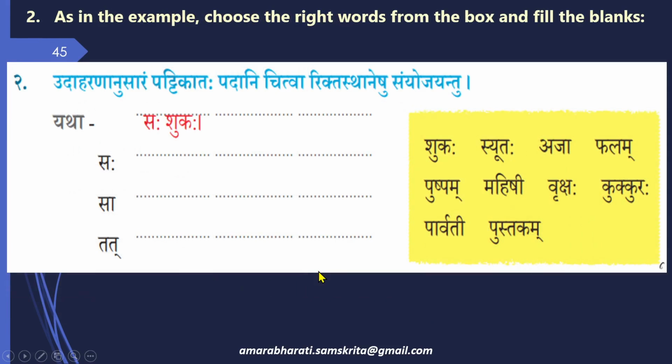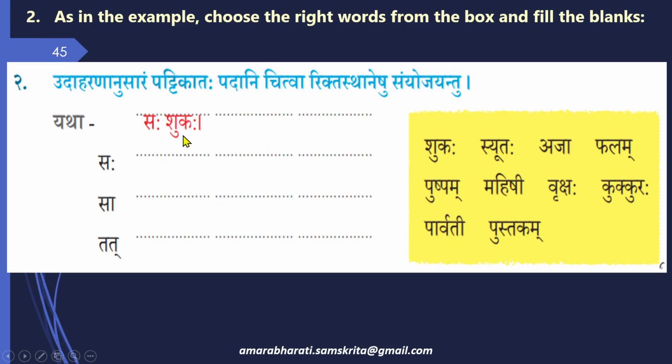Next question. Udaharananusaram pattikataha padani chitva riktasthaneshu samyojayantu. As in the example, choose the right words from the box. They have given a yellow color box here, and from there we have to choose the appropriate words and place them here. Fill in the blanks.